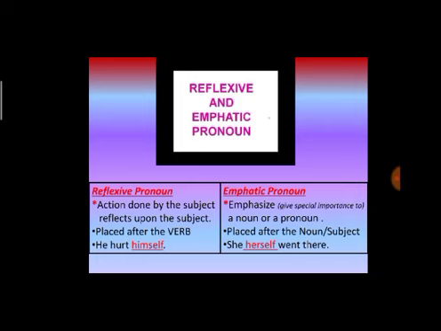Then the second point to remember is it is placed after the verb. Always a reflexive pronoun is placed after the verb, whereas the emphatic pronoun is always placed after the noun or a subject. Okay. Then the reflexive pronoun example is he hurt himself. Now you can see it is placed after the verb. Here in emphatic pronoun the example is she herself went there, which has come exactly after the pronoun. It can come exactly after the noun also. In the previous slides we have already seen the examples.